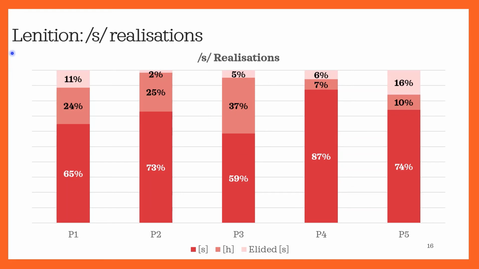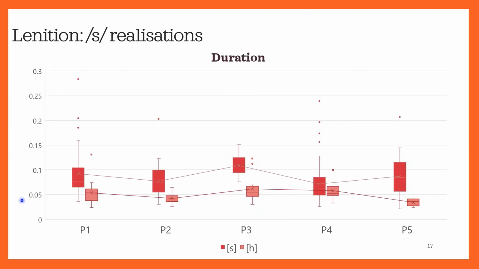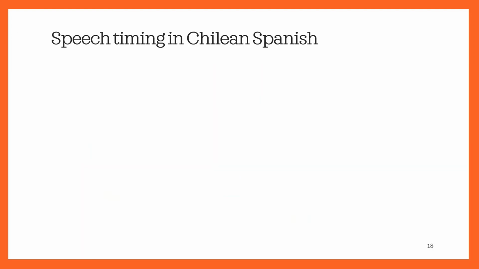The following bar chart presents the possible realizations of the S phoneme: either S, aspirated, or elided. What is interesting about the sample is that participants did not produce as much lenition or elision of S phonemes as has been previously documented. It may have to do with the participants' educational background, given that lenition is less common in so-called educated speech. And in this box plot for the duration of the S and the aspirated versions of the phoneme, we can see that the duration of the S is much longer than the aspirated realization, which could also contribute to consonantal interval variation.